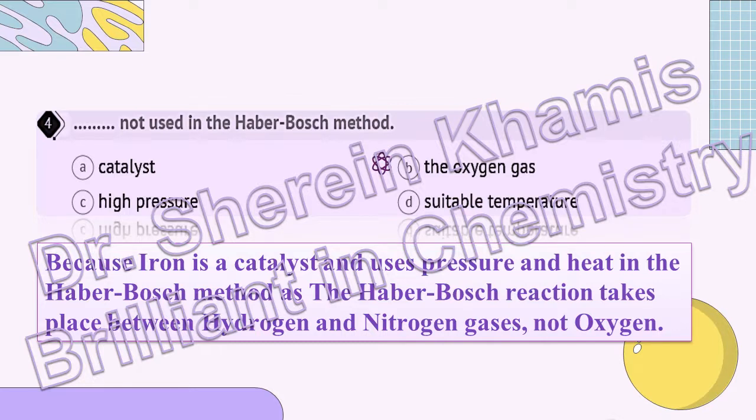The only suitable conditions here are high temperature or heat and high pressure, in the presence of a catalyst, which is the iron. So the one that is neglected from our Haber-Bosch reaction will be the oxygen gas. Okay, let's go into question 5.